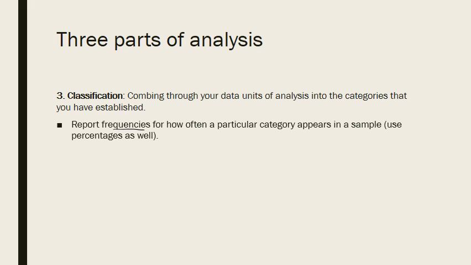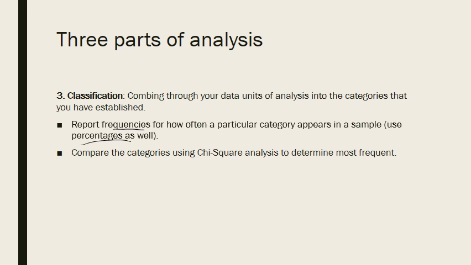So you'll say 20 of the tweets were liberal in nature, and so 20% of them were under that category. Of all the sample, 20% of the tweets were liberal in nature. Okay, if you had 100 tweets and 20 of them were liberal, 20% were liberal in nature.